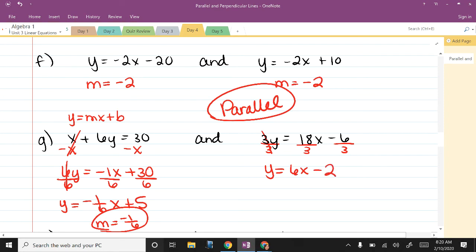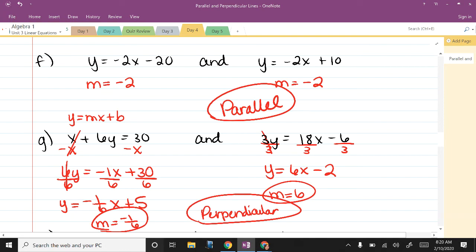Is that one in slope-intercept form? What's the slope? 6. So compare those slopes. We got negative 1/6 and positive 6. They are opposite reciprocals, because if I take this and flip it and change the sign, I get 6 over 1, which is the same thing as 6, right? So perpendicular. Very good. So if they are not in slope-intercept form, that is your first job. Get it in slope-intercept form, and then you can look at your slopes. Is that good?